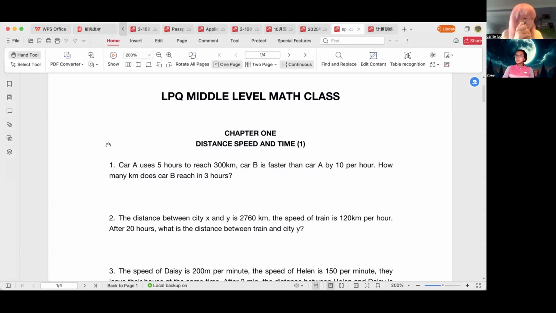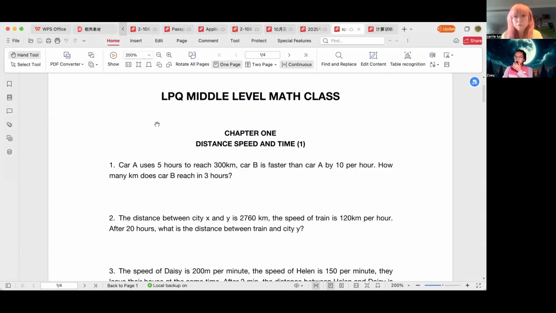15, wait. 150 kilometers? So, what is car A's speed? 60 kilometers per hour. 60 kilometers, right?